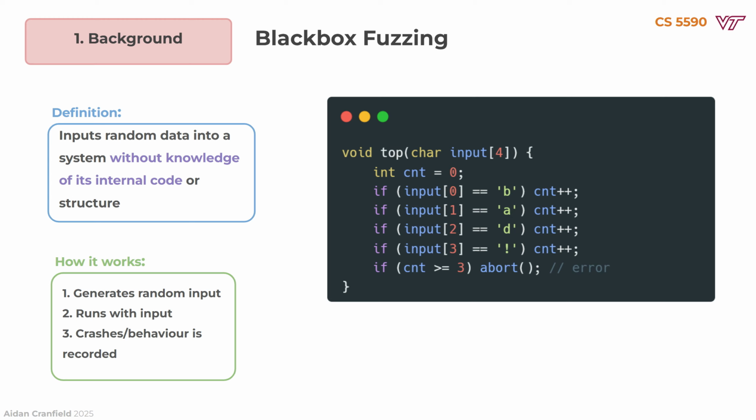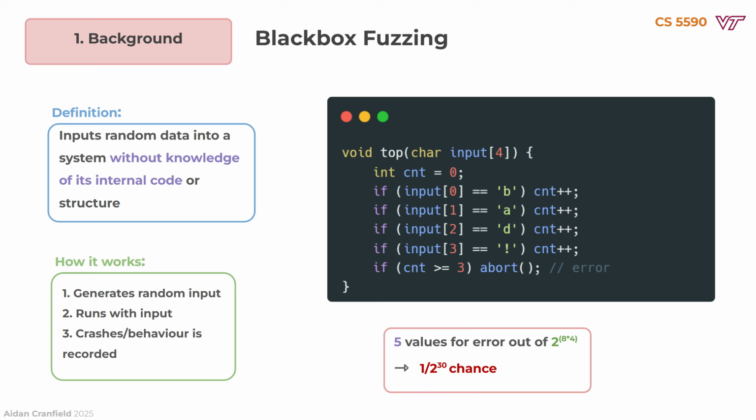Now, if you look at this code here, this function top takes in a character string, four characters long, and if we were just to do black box fuzzing, we would see that there are 5 values out of the 2 to the 8 times 4, where 8 is the char size and 4 is the number of chars in that string, that will reveal an error. So the chance that we find an input that would create this crash is about 1 in 2 to the 30.